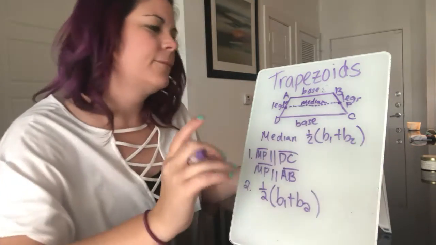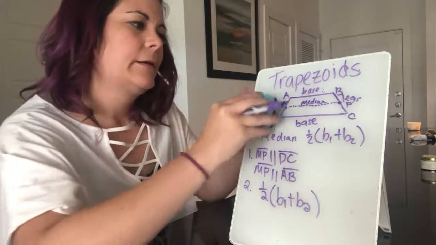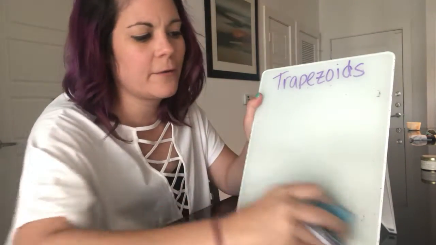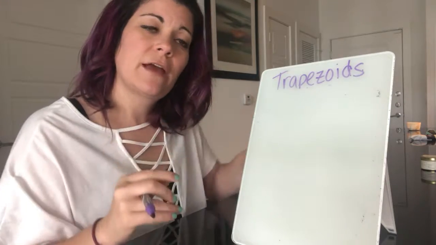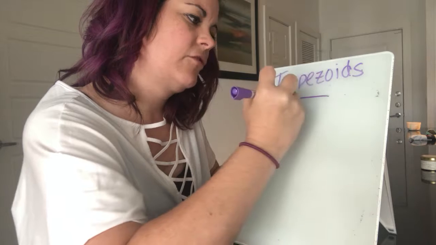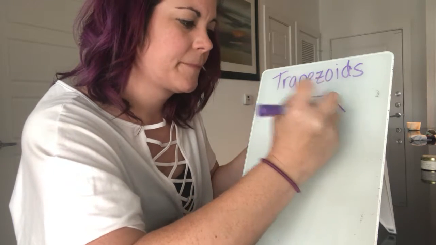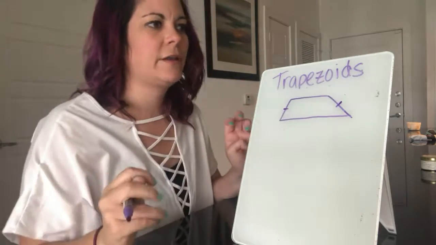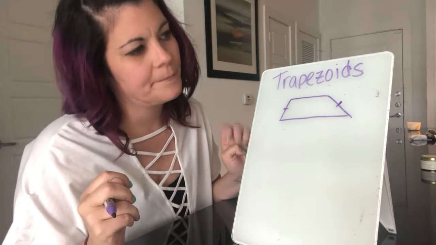There is one specific type of trapezoid, and it's called an isosceles trapezoid. Just like an isosceles triangle, it means the two sides are congruent. So the same here, which means that the legs are congruent. So the legs are congruent of an isosceles trapezoid.